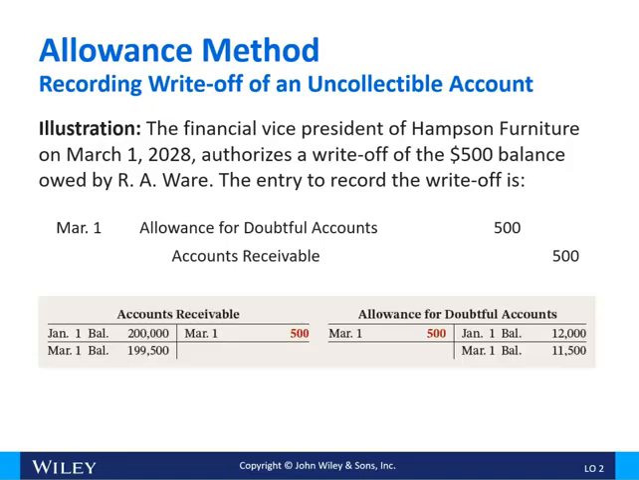This is what it looks like using T accounts when we post that. Accounts receivable had a $200,000 balance at the beginning of the year. We wrote off the $500, so we credited accounts receivable, reducing it to $199,500. Our allowance for doubtful accounts had a $12,000 credit balance at the beginning of the year. We reduced that by the $500 in this entry, so we debit that account $500, and the balance is now $11,500.